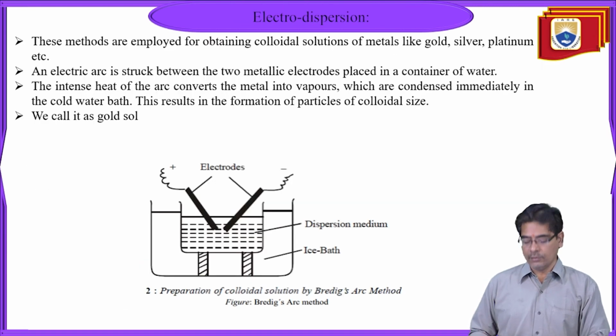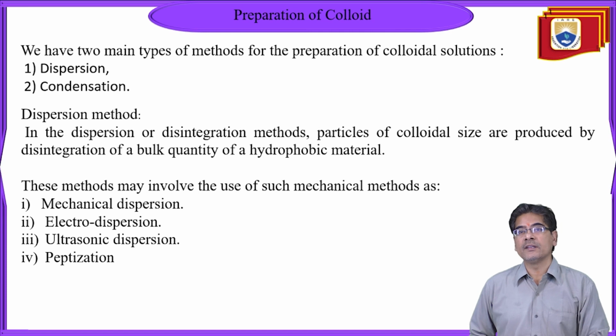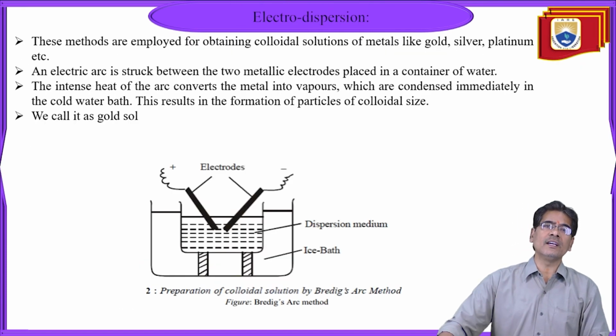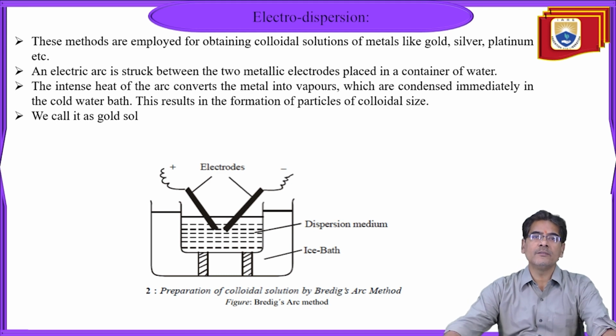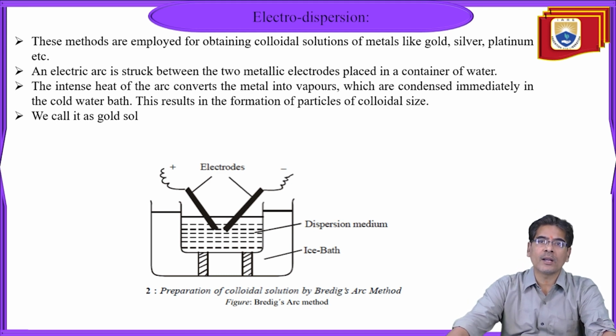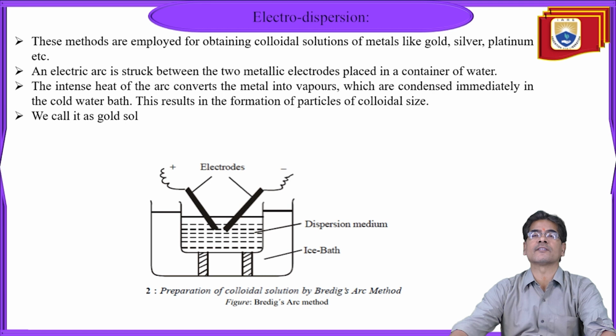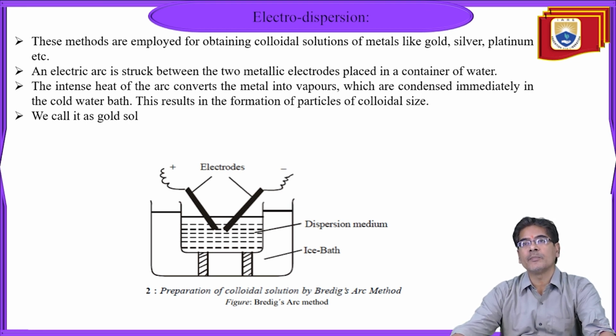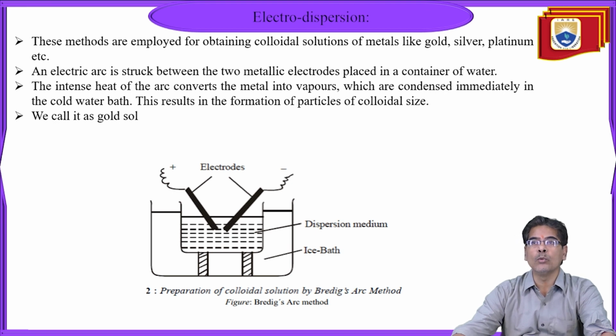The next one is electrode dispersion. As you have seen, the first one is mechanical dispersion and the second one is electrode dispersion. These methods are employed for obtaining colloidal solutions of metals like gold, silver, platinum, etc.